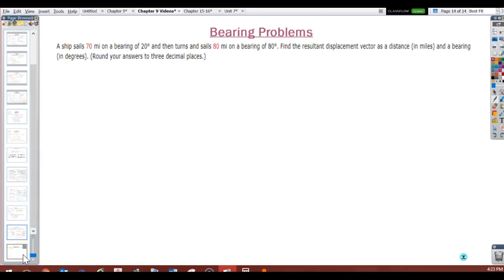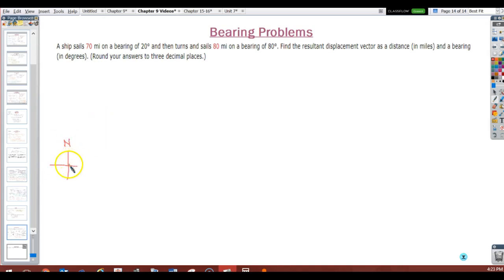In this example, we have another navigation problem, and we're told that a ship sails 70 miles on a bearing of 20, then turns and sails 80 more miles on a bearing of 80. We're trying to find the resultant displacement vector as a distance. We're looking for the magnitude and the bearing, so what direction we would have to head to be on this resultant vector here.